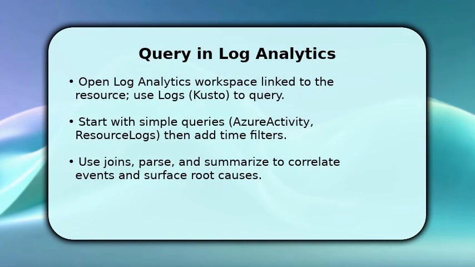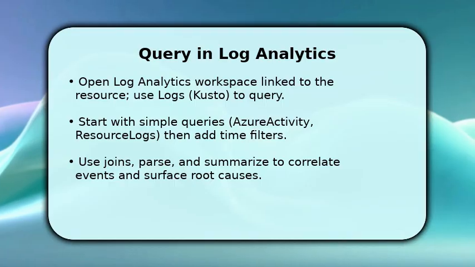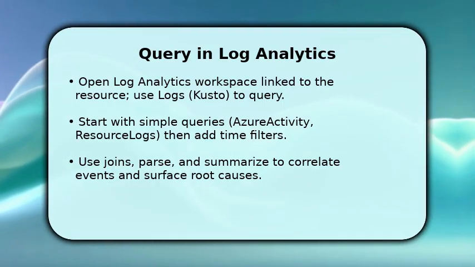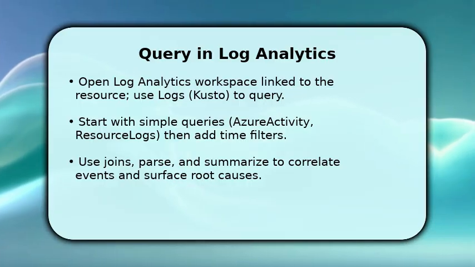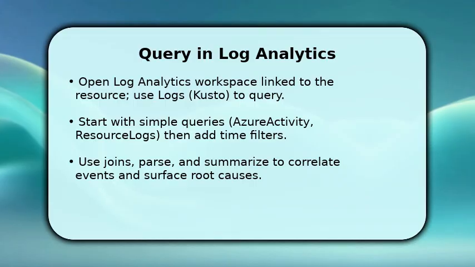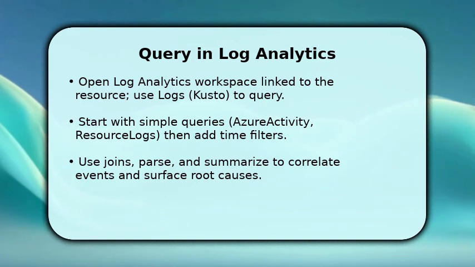Now you move into Log Analytics and begin crafting Kusto queries to extract meaningful details. You'll start with basic table queries like Azure Activity or Resource Logs, adding a time range filter for precision and limiting results for speed. Once results appear, refine them using parse to extract fields, summarize to aggregate counts, and join to correlate related tables. This helps you connect an activity to underlying resource logs.